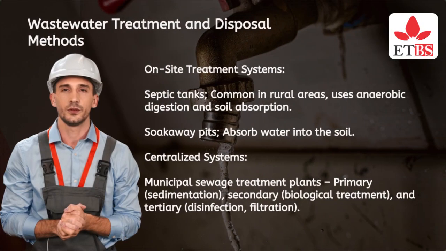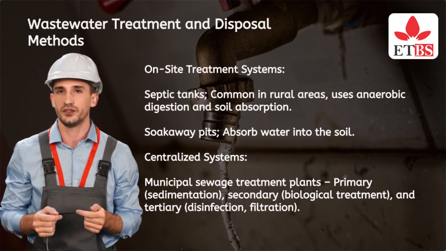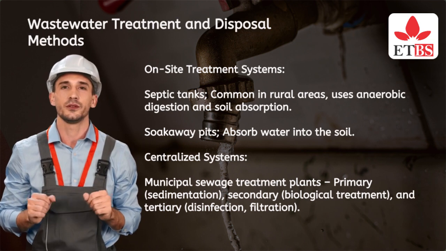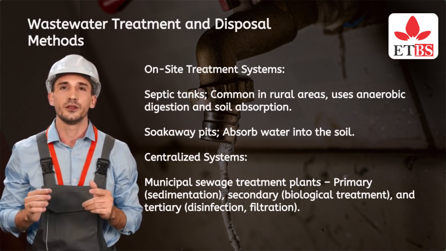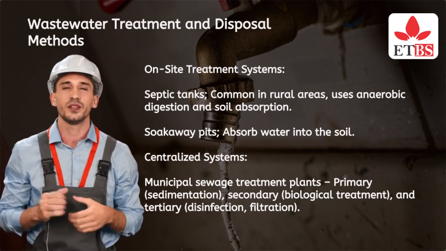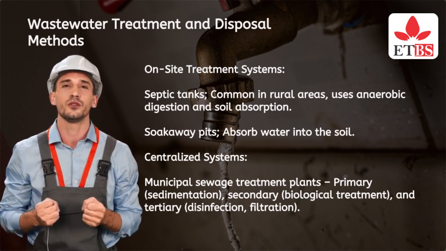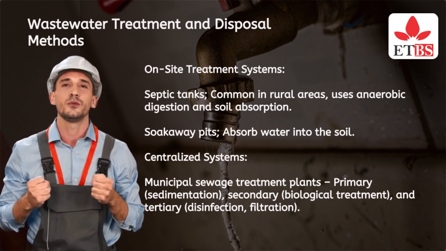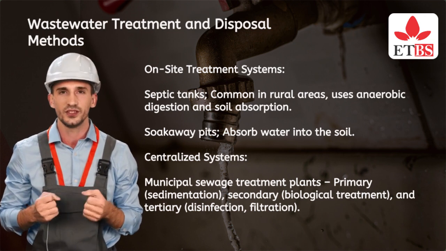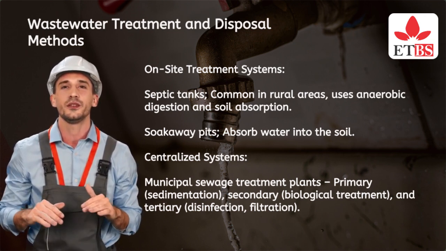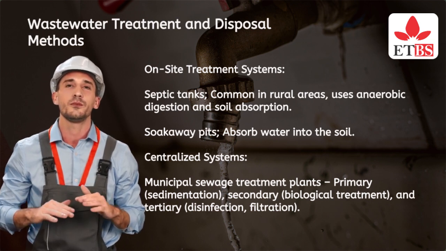5. Wastewater treatment and disposal methods. On-site treatment systems. Septic tanks. Common in rural areas. Uses anaerobic digestion and soil absorption. Soak-away pits. Absorb water into the soil. Centralized systems. Municipal sewage treatment plants. Primary: sedimentation; secondary: biological treatment; and tertiary: disinfection, filtration.